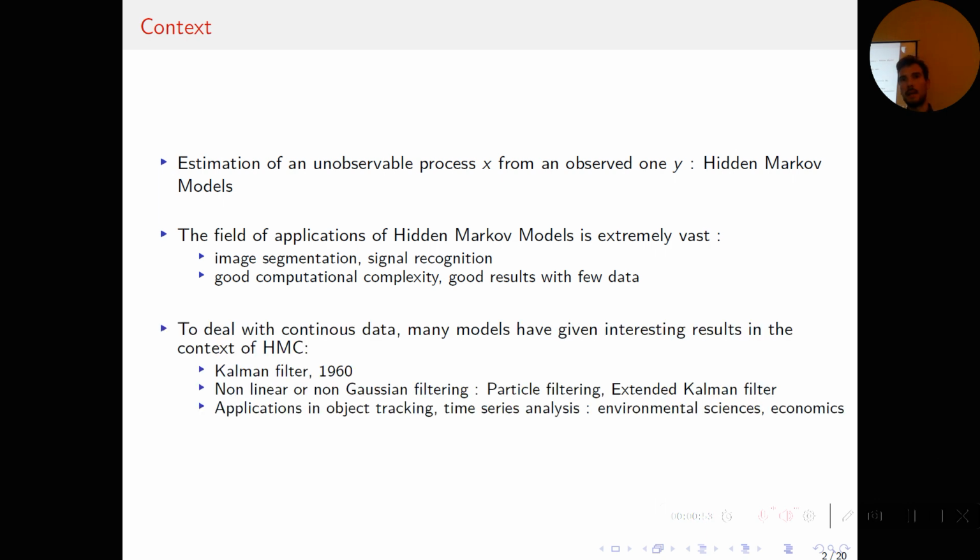To deal with continuous data, a subclass of these models, named hidden Markov chains, has given interesting results in the past. So to begin, it is important to quote the well-known works of Kalman, presented in 1960. More recently, many works on nonlinear and non-Gaussian filtering, like particle filtering, extending the Kalman filter, with many applications in object tracking or time series, for example.